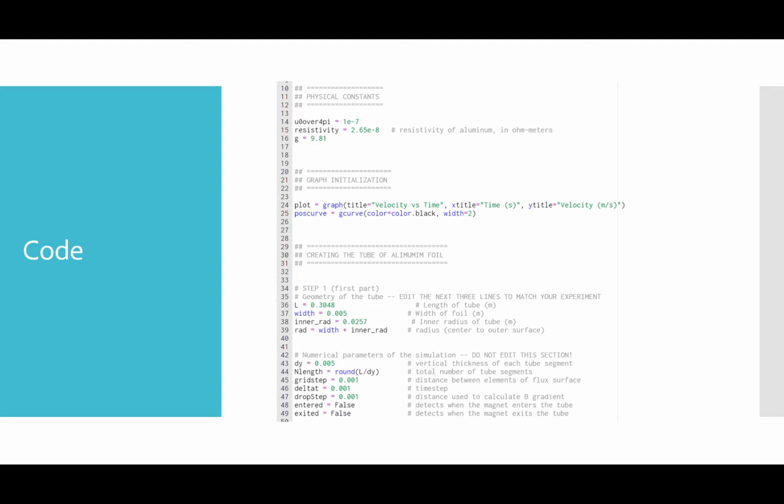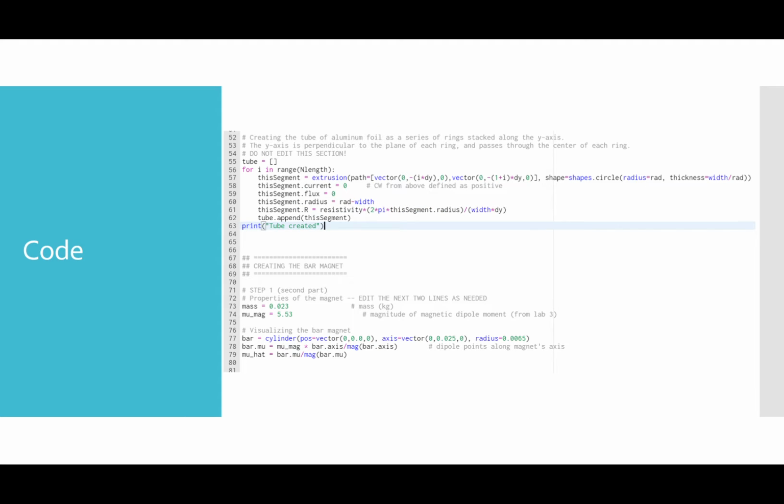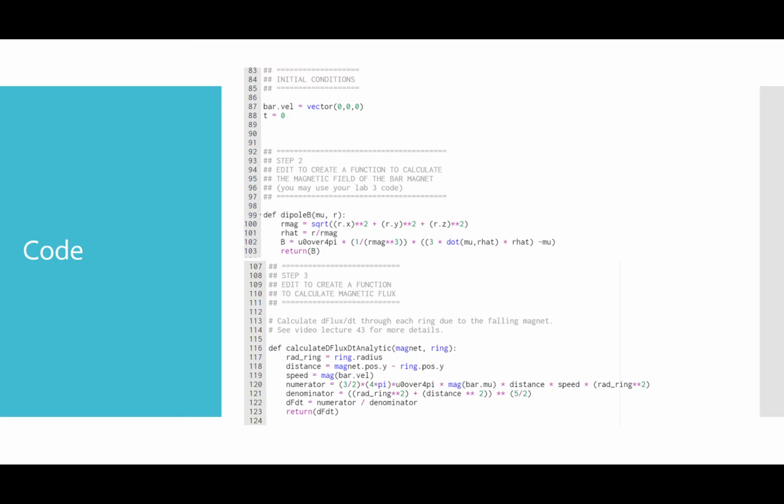As you can see, here we are initializing our velocity versus time graph, and we're also setting up the parameters for the tube of aluminum foil. In this portion of the code, we are creating the tube of aluminum foil and the bar magnet using our measurements from earlier. Here we're setting up the initial conditions and creating the functions that will calculate the magnetic field and the change in flux over time of each ring due to the falling magnet.